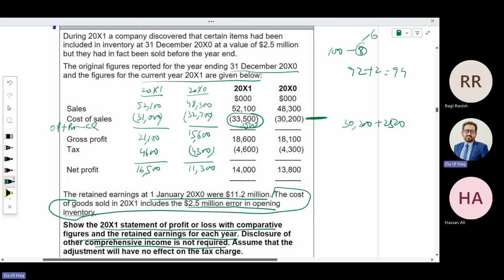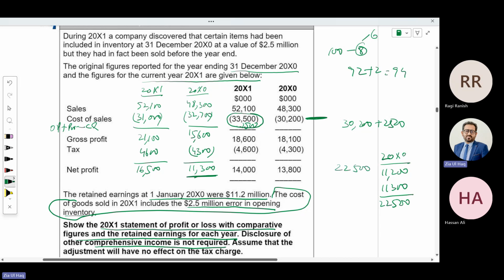Adjusted retained earning. In 20x1, what was the retained earning? 20x0. 11.2. We can say 11,200. In that, what should have been adjusted? This. And if we add this profit 11,300, what should be the closing figure? 22,500. That should be the opening figure here.